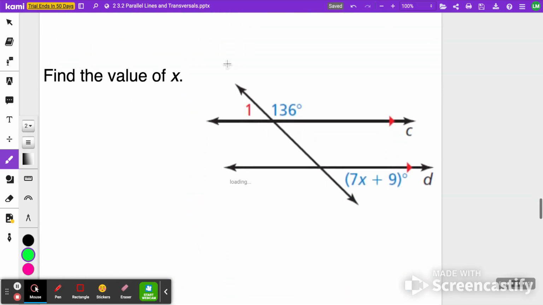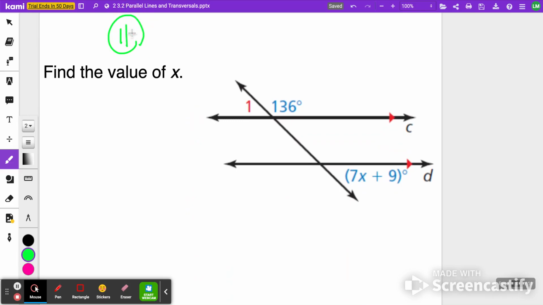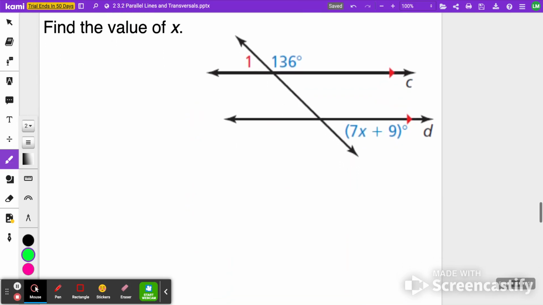You go ahead and try this one. Pause the video now if you haven't already, and then try it. Once you're done, click play to check your work. So the value of x is what we're trying to find.